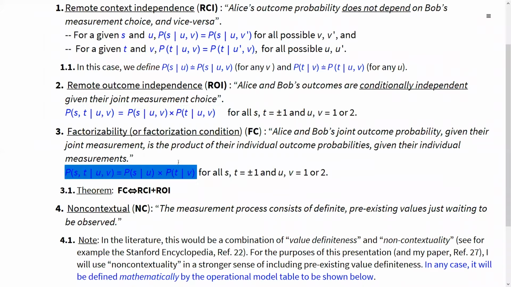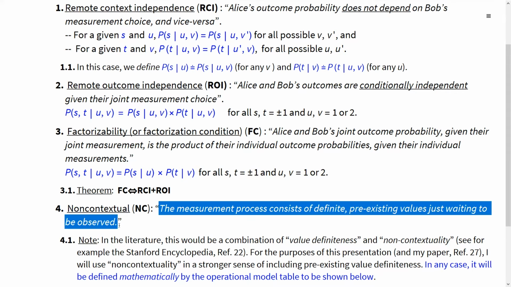Factorizability is even stronger. The joint conditional probability is the probability of Alice's outcome given her measurement alone. And that assumes RCI right there. You can't have that without assuming remote outcome independence. So that's implicit. But anyway, this is a very powerful assumption there. As a matter of fact, you can show easily that the factorization condition is equivalent to RCI plus ROI.